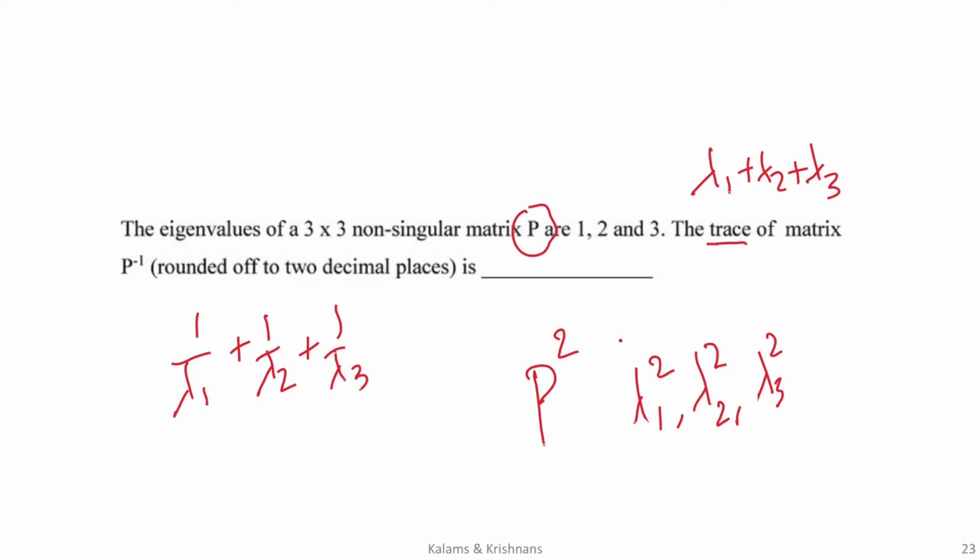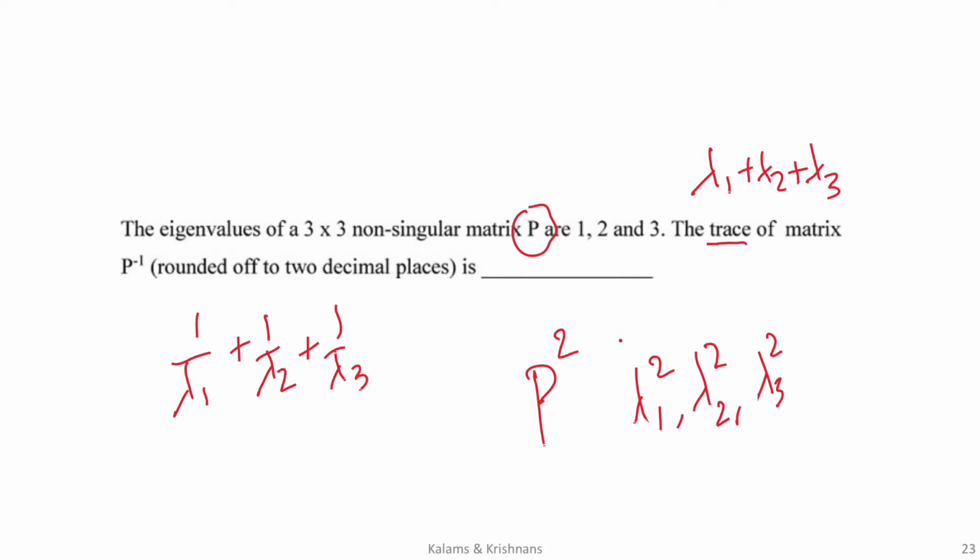P square. We can find the eigenvalues of P square. What are the eigenvalues of P square, by the way? If eigenvalues of P are lambda 1, lambda 2, lambda 3, what are the eigenvalues of P square? Yes, lambda 1 square, lambda 2 square, lambda 3 square. In fact, this applies to P power n, and there are a couple of other matrices related to P, a family of P, for which eigenvalue-based relations exist.